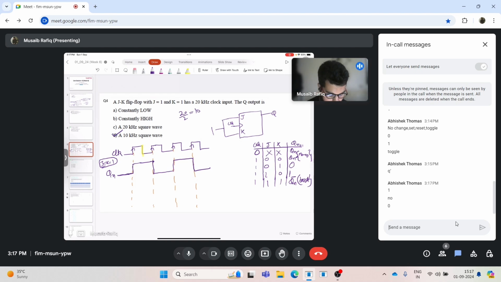In general, you can write the output frequency will be equal to f clock by 2 raised to the power n, where n is the number of flip-flops, so it will be f clock by 2 raised to the power 1, so it will be 20 by 2, that is your 10 kilohertz. Units are important as always. So option, what was this? Option D is your correct answer. Now, any doubts in this question?